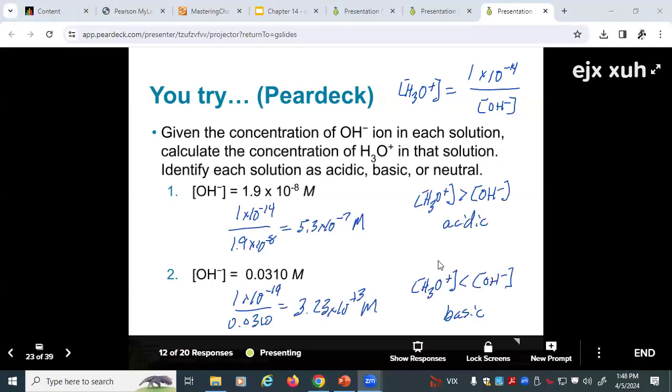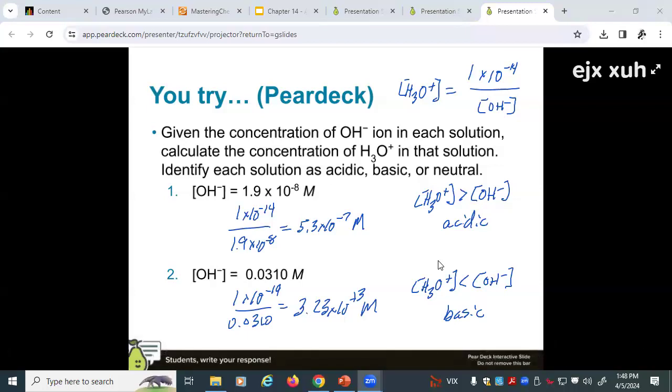In both cases, we had to divide what we were given into Kw, into 1 times 10 to the negative 14. If we did that for the first one, we should have got 5.3 times 10 to the negative 7. In terms of answering the second question, acid, basic, or neutral, we have to compare which is more concentrated, the hydronium or the hydroxide. Not by much, the hydronium is more concentrated in number 1, so we would consider that solution to be acidic. Given that they're pretty close, it's going to be pretty weakly acidic, but it is going to be acidic.